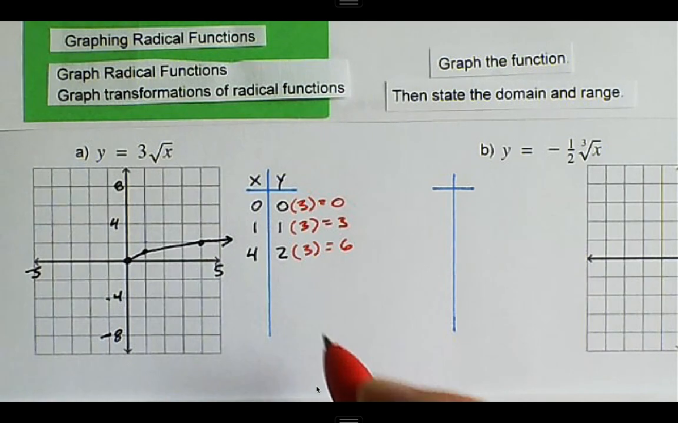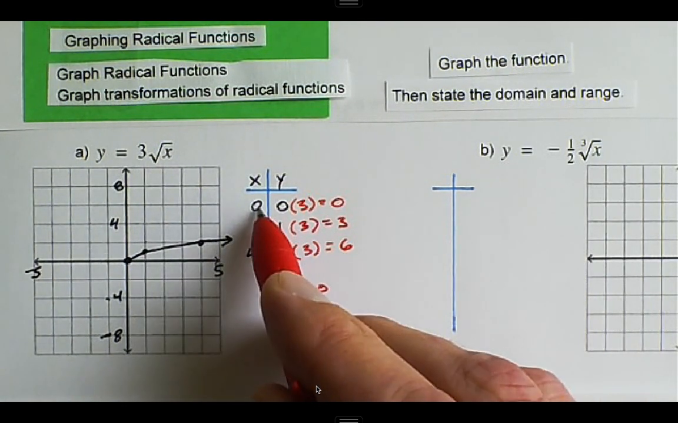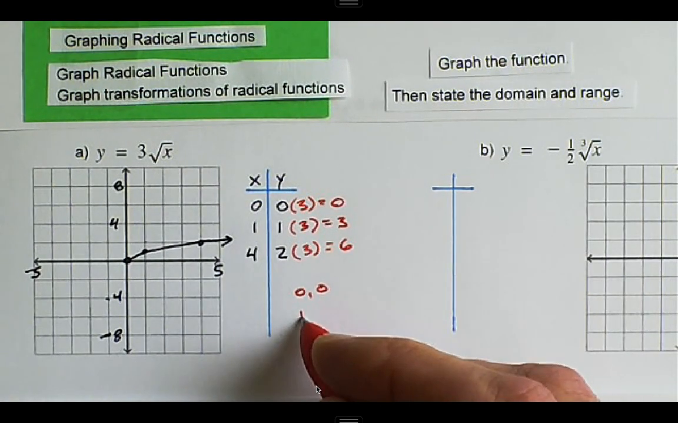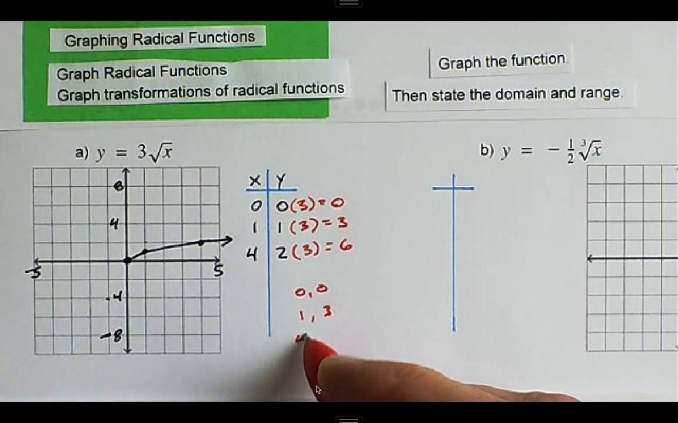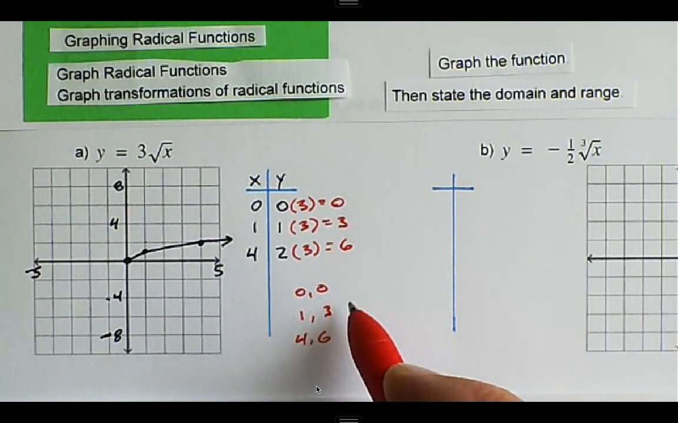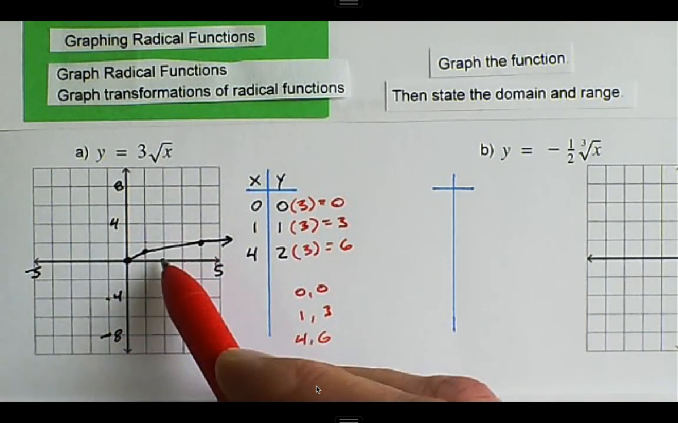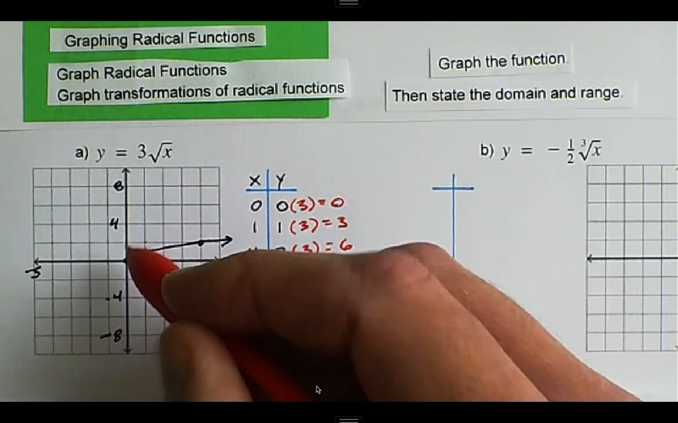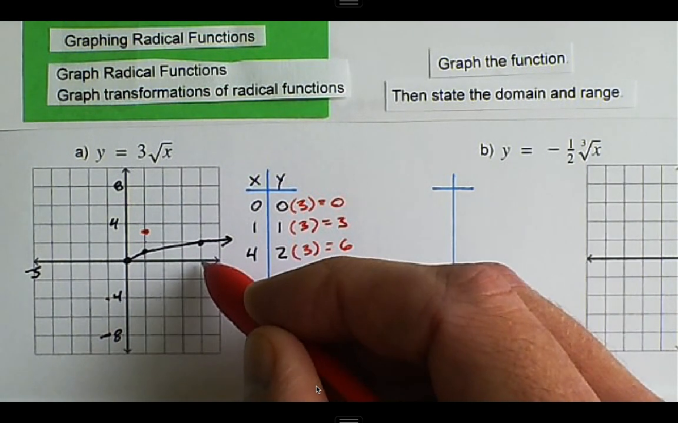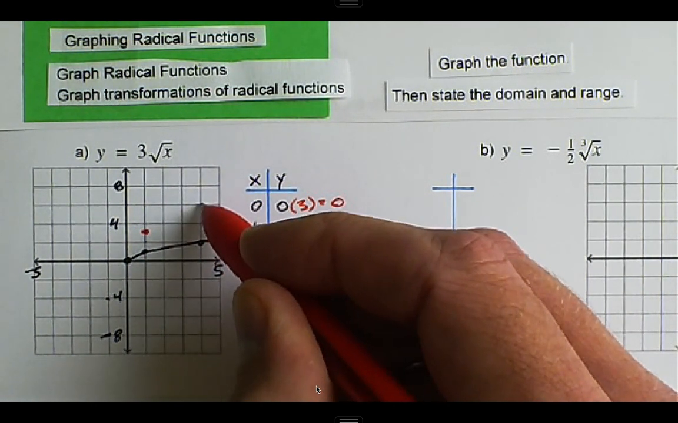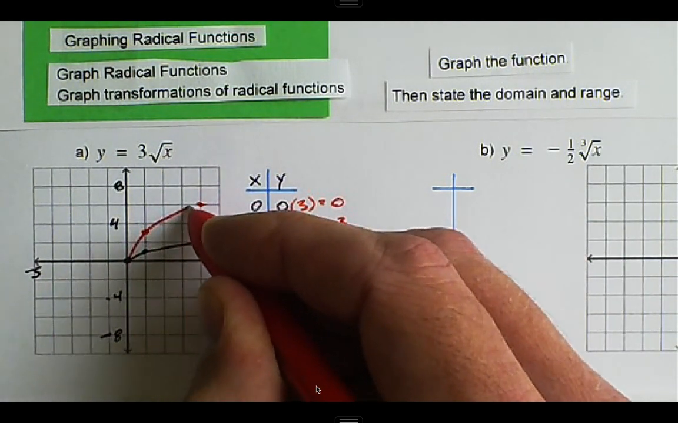So we have our new coordinates, which are 0, 0, 1, 3, and 4, 6. Those are the new coordinates. 0, 0 is the same as it was because there was no transformation. The only thing that happens now is we have a stretch. So over 1 up 3 and over 4 up 6. Then we can do a sketch of what the graph looks like.